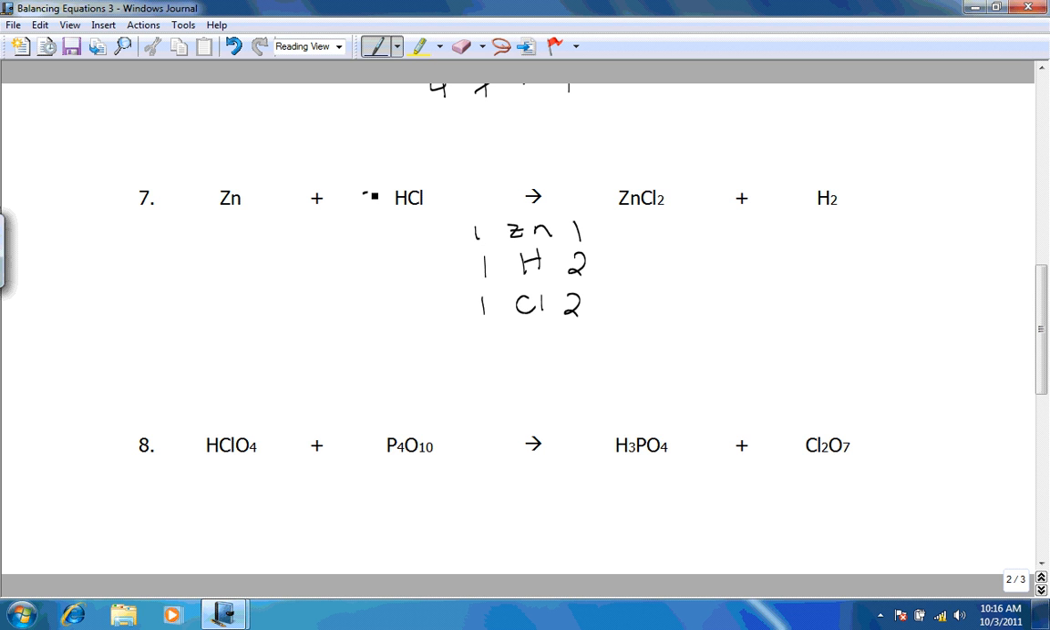Hydrogens, I need to multiply HCl by 2 in order to get the hydrogens to balance. That also changed the chlorines because I multiplied the whole thing by 2. So that means 2 hydrogens and 2 chlorines. So our answer here is 1, 2, 1, and 1.